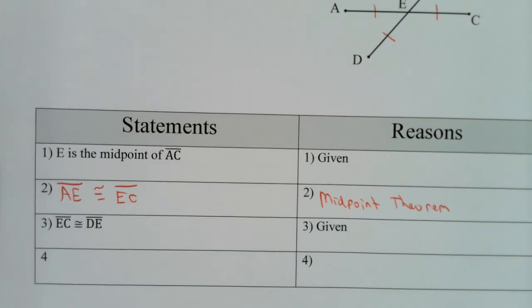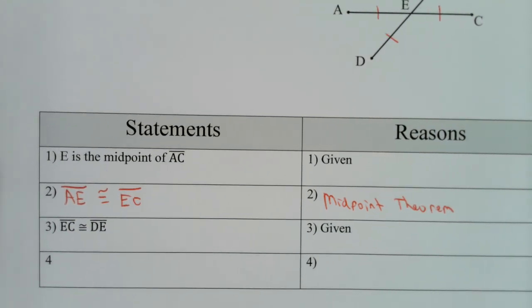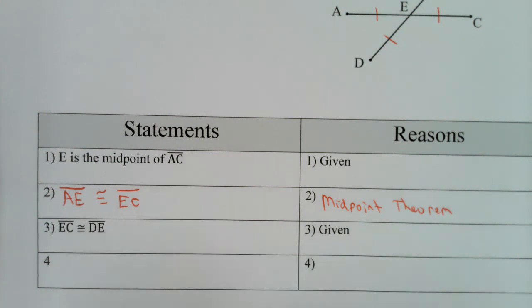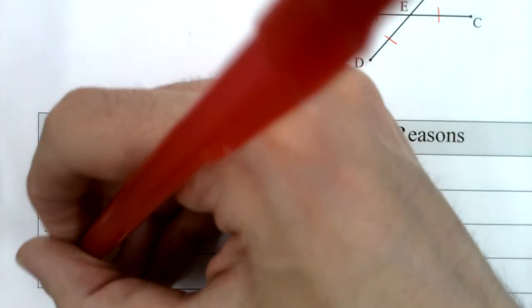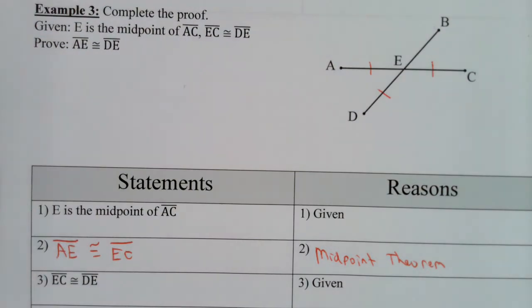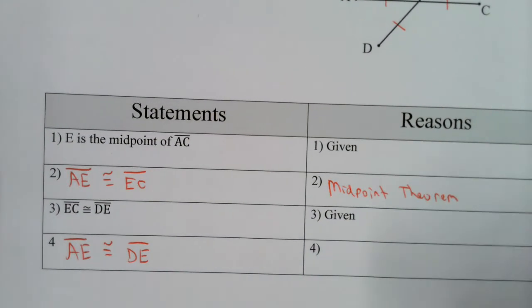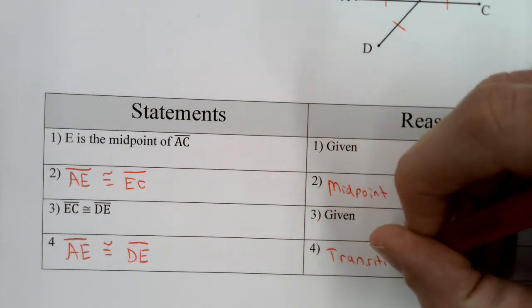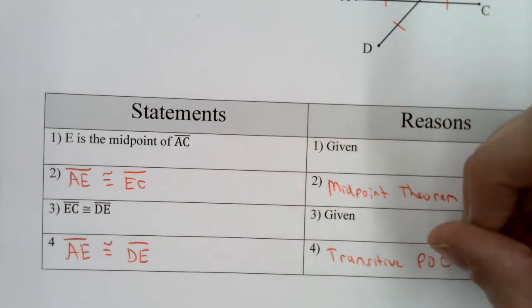So now, again, the reason why the givens were split up is you can see the flow. AE is congruent to EC, and EC is congruent to DE. So I can use the transitive property of congruence and say that AE is congruent to DE, which is what we were asked to prove above. So transitive property of congruence. Transitive POC for short.